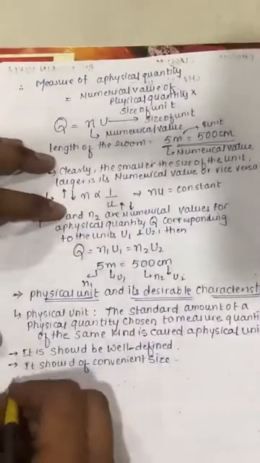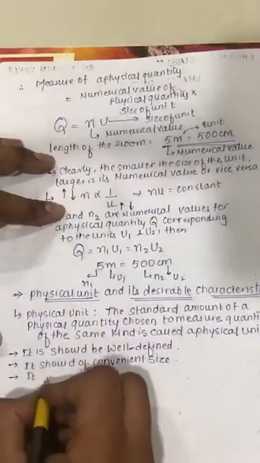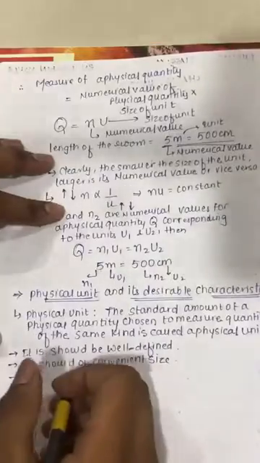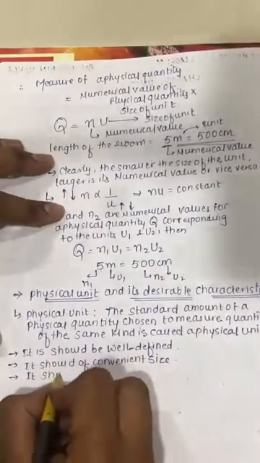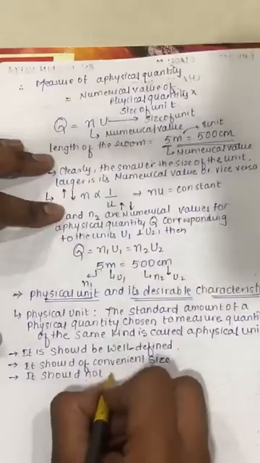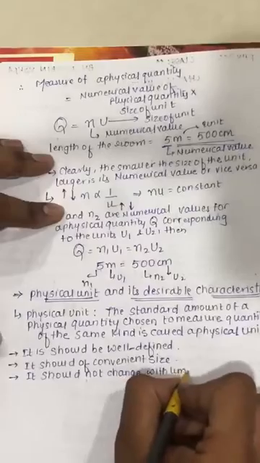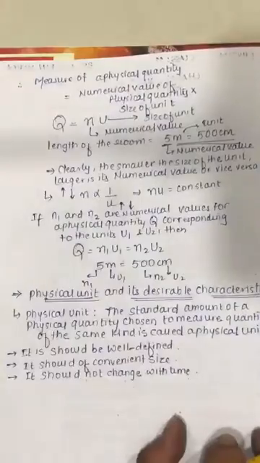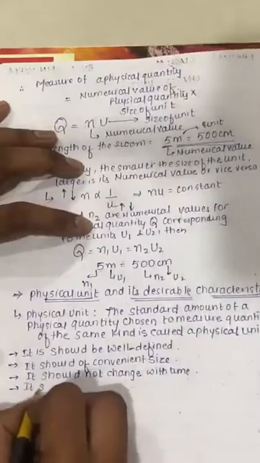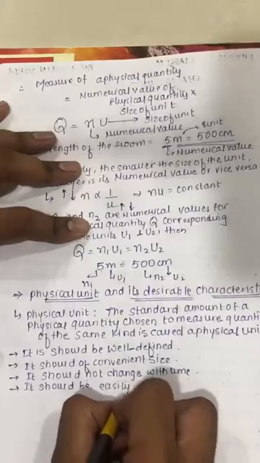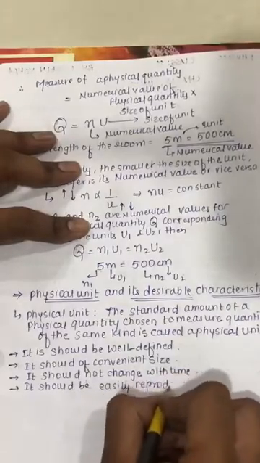Third point, it should not change with time. Very important. It should not suffer any aging effect. Changing with time is known as aging effect. That means whatever the weighing scale is today, it should not be changed after 5 years. It should be the same only. Fourth, it should be easily reproducible.